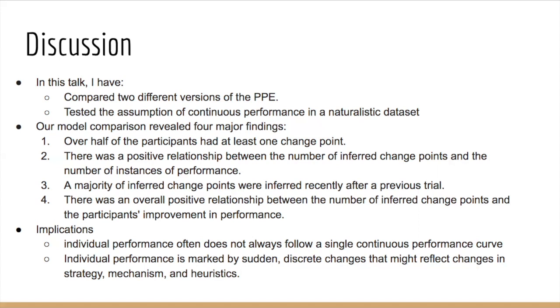And finally, we found an overall strong positive relationship between the participants' change in overall performance and the number of inferred change points, which strengthens the claim that the performance changes were made in order to improve their performance on the task and not necessarily due to a lack of attention, mind wandering, or lack of motivation. The implications from these results are twofold. First, we've shown that at the individual level, performance is not always best characterized by a smooth performance curve. Second, individual performance is often marked by sudden and discrete shifts in performance, which might suggest changes in their strategy, heuristic, or mechanisms used to complete the task.